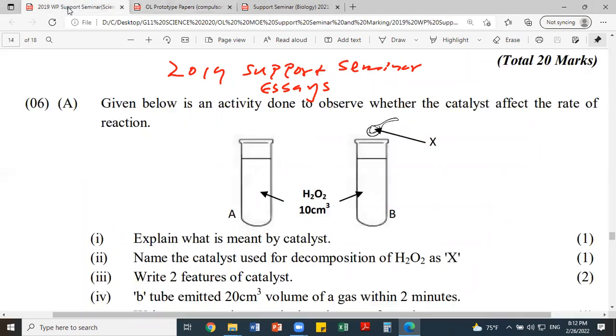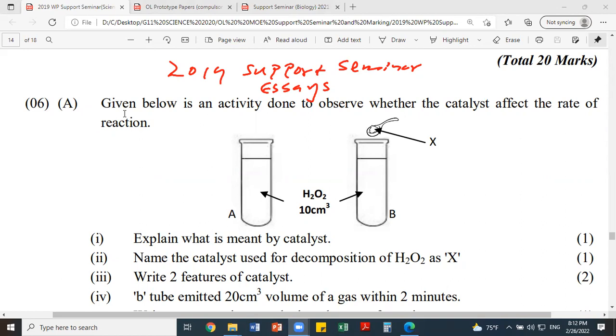First I'll complete question number 6 of the 2019 support seminar paper. All the MCQs of this paper we have done, and structured essays also we have done, and essay type question number 5 we completed last week. Question number 6. Those who have done it, you can check your answers with the red pen, and marks are also allocated under each part.